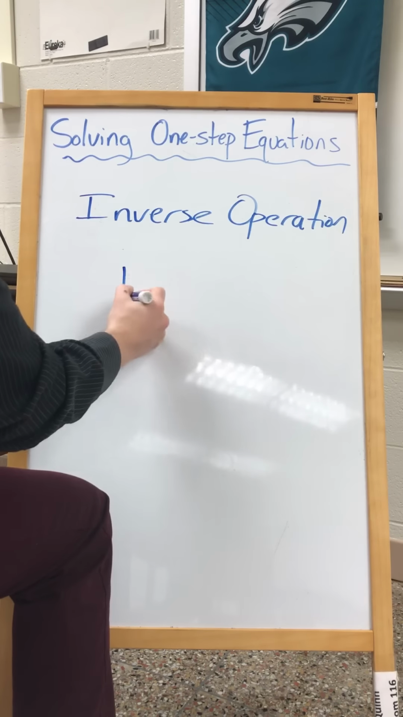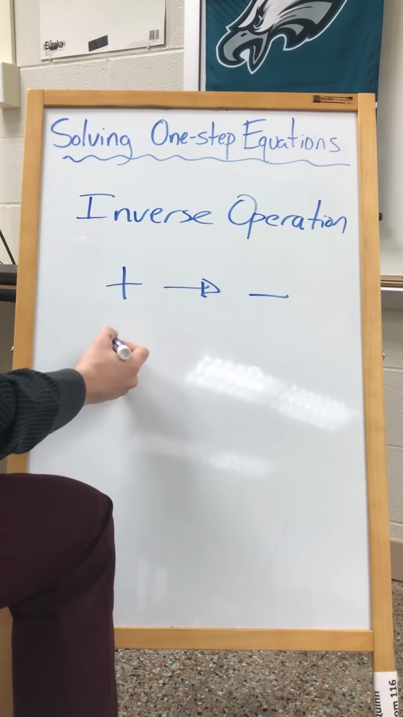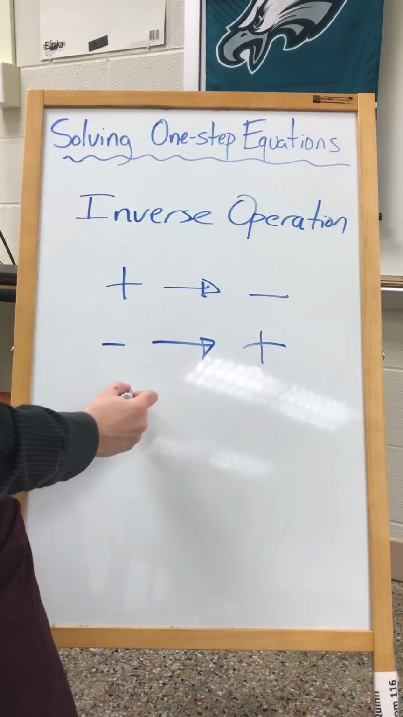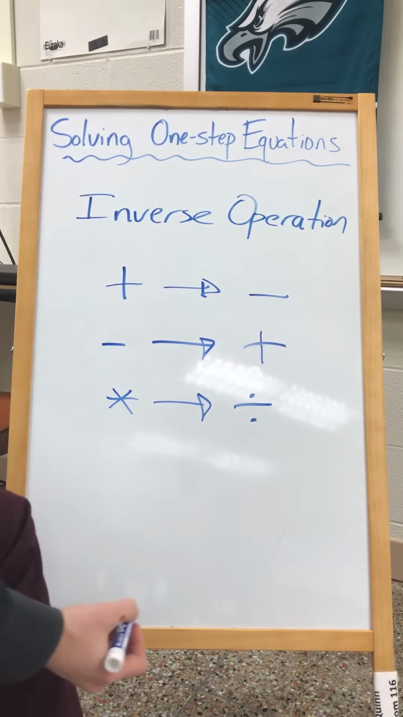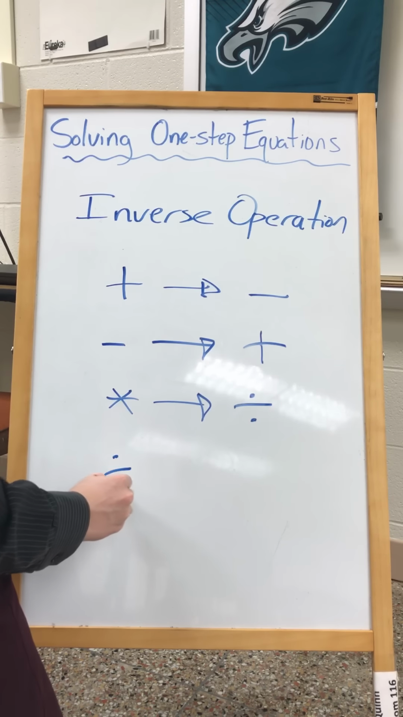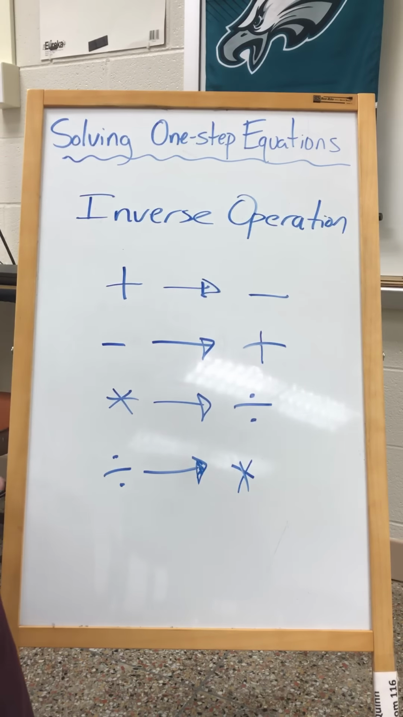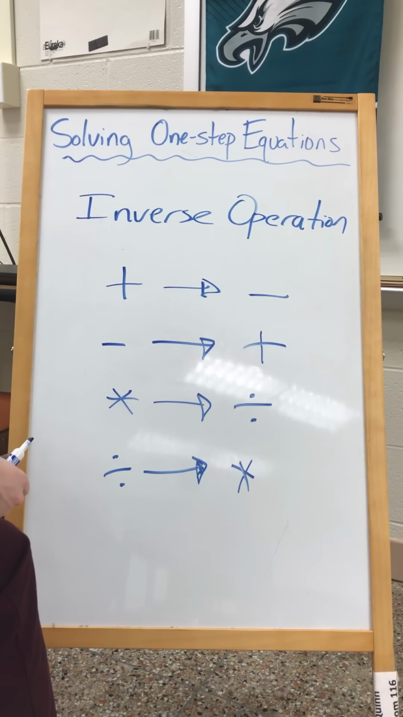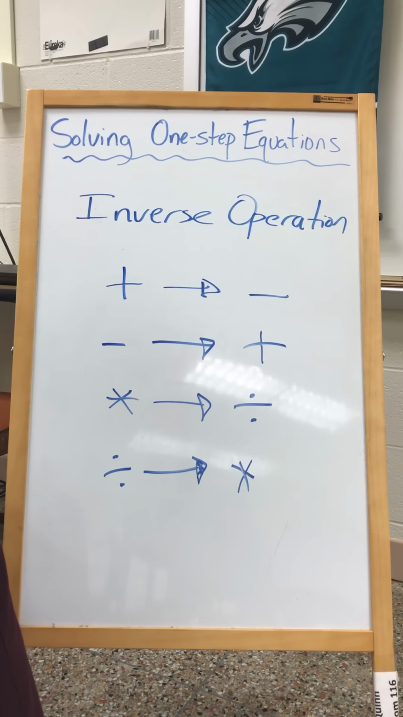So if I'm working with the idea of addition, the opposite is subtraction. Subtraction, the opposite is addition. Multiplication, the opposite, you guessed it, is division. And for division, last but not least, its opposite is multiplication. So there, I can see what all of the inverse operations are when I'm trying to solve one-step equations for addition, subtraction, multiplication, and division.